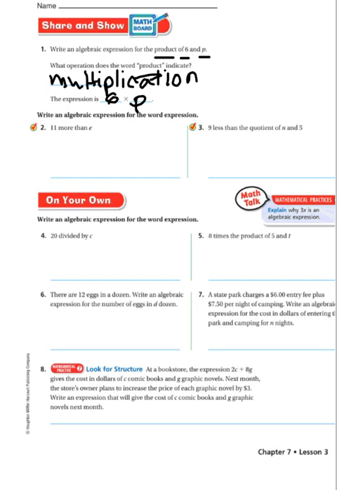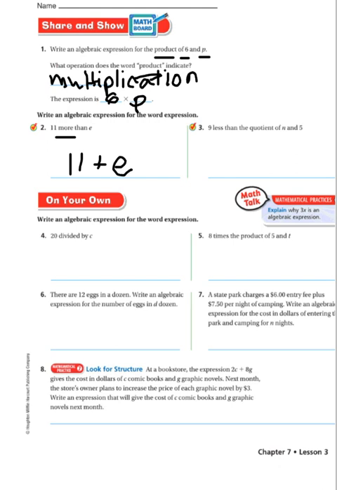Write an algebraic expression for the word expression. So we're going to write an algebra problem that is the same as this word problem. 11 more than e. 11 more, that's adding, than e. So 11 plus e.